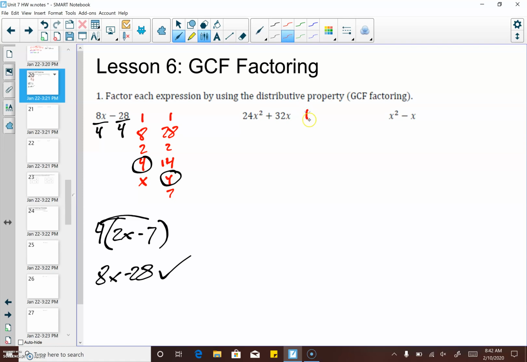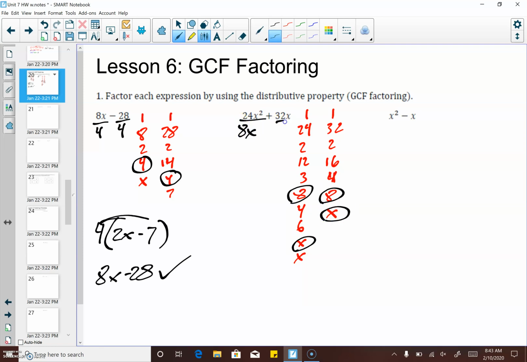So next one, 1 and 24, 2 and 12, 3 and 8, 4 and 6, and then it has 2 x's. For 32, we have 1 and 32, 2 and 16, 4 and 8, and I believe that is it. And then we have 1x. So out of those combinations, the biggest number that goes into both of them is going to be the 8. And then they also have an x in common.